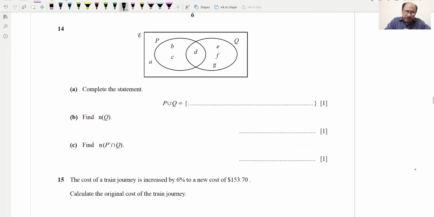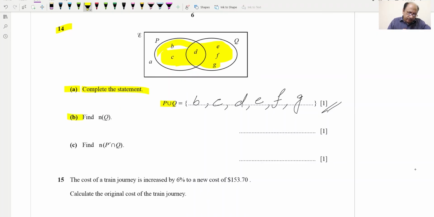Question number 14. Question 14, a diagram is provided, and A part, complete the statement. Basically, P union Q will include everything in this section. This will be P union Q, and the members of this we need to write over here. It will be B, C, D, E, F, and G. These all will be here, and this is a 1 mark part.